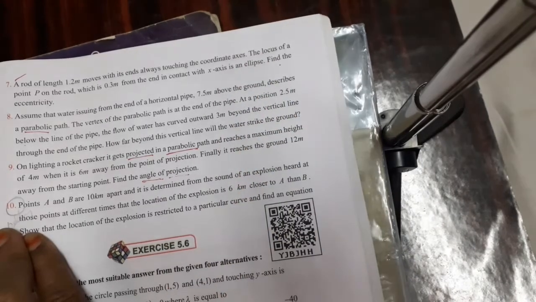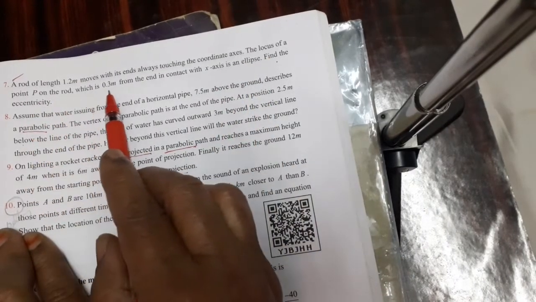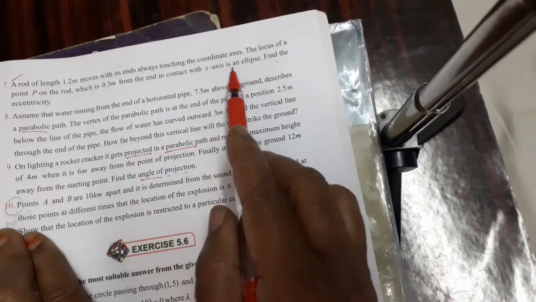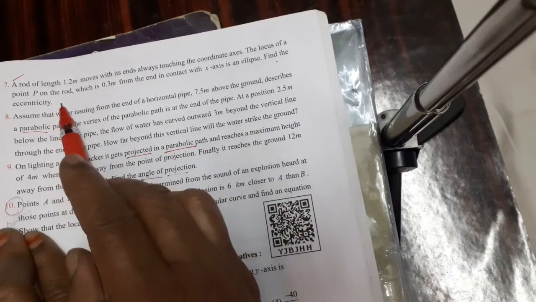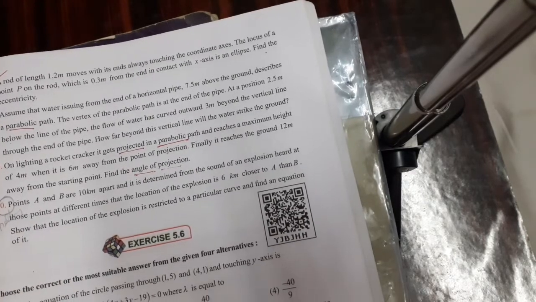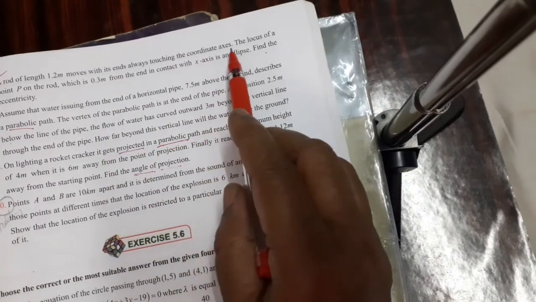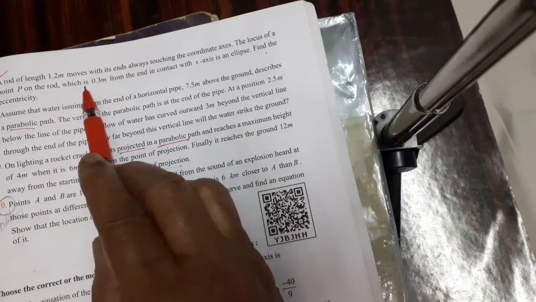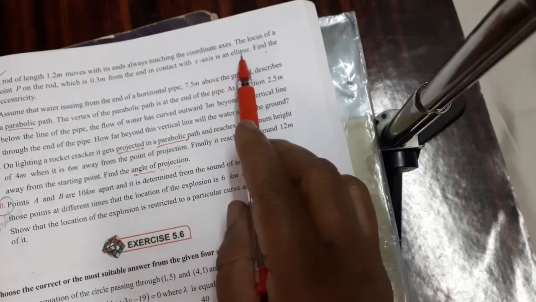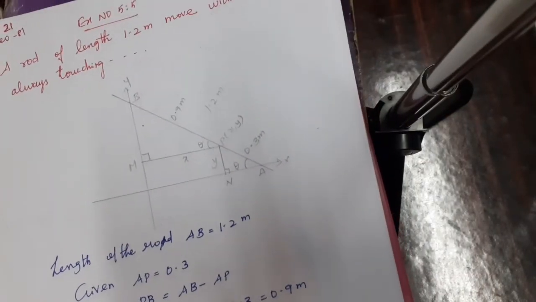See the diagram; after watching the diagram, you will easily understand. The locus of a point P on the rod, which is 0.3 meter from the end in contact with the x-axis, is an ellipse. Find the eccentricity. Now we are going to find the eccentricity. A rod of length 1.2 meter moves with its ends always touching the coordinate axes. Find the eccentricity.